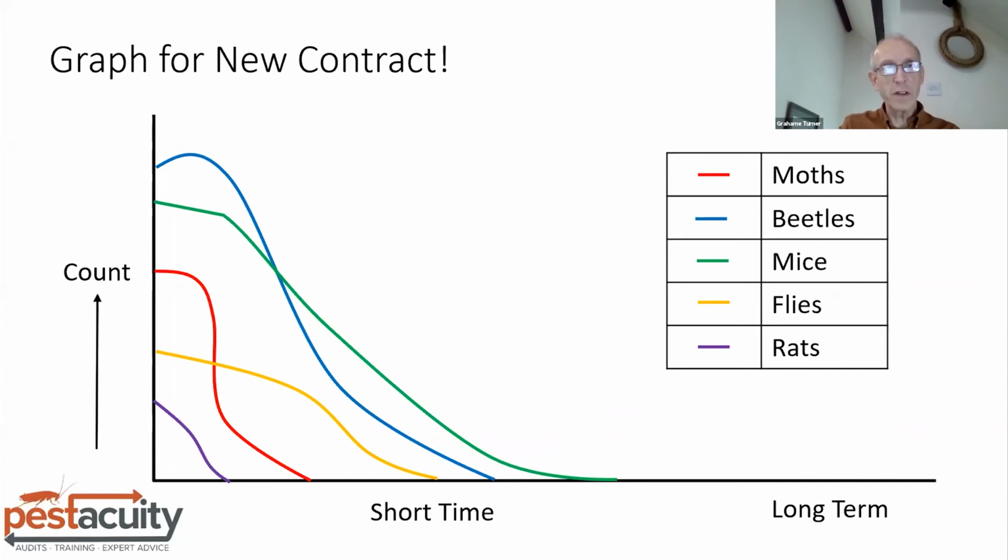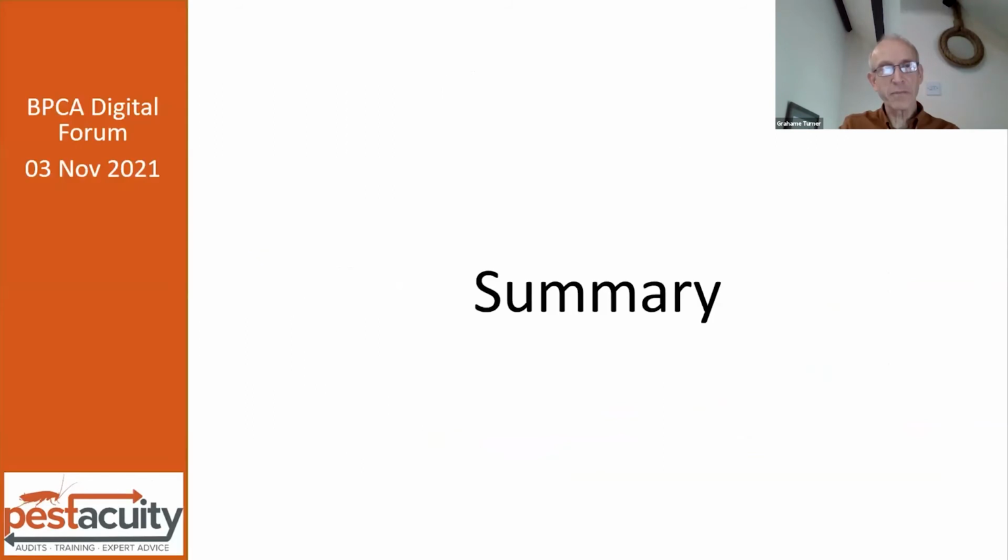This is a graph that the food company wouldn't be particularly impressed with before you started the contract, but great for you once you start a contract if you get something like this. So you've got infestation of all sorts of pests before you start. Within a short period of time, you get them all down to 0, and over long term, you keep them down to 0. That would be great to be able to demonstrate that to your customer, wouldn't it?